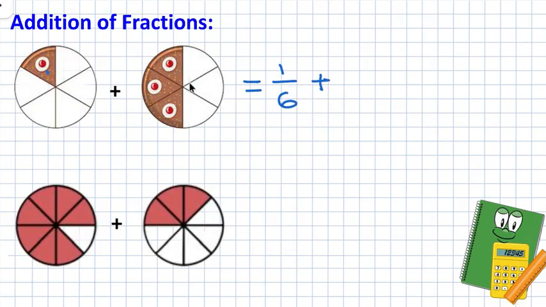Then plus, for this other diagram, we have 3 shaded parts, 1, 2, 3, out of a total of 6 parts. So we have 3 over 6. So having interpreted the diagram, the next thing is to add. When you are adding fractions with the same denominator, you add up the numerator. So we have 1 plus 3, which is 4, over, you keep the denominator. So you add the numerator and you keep the denominator.